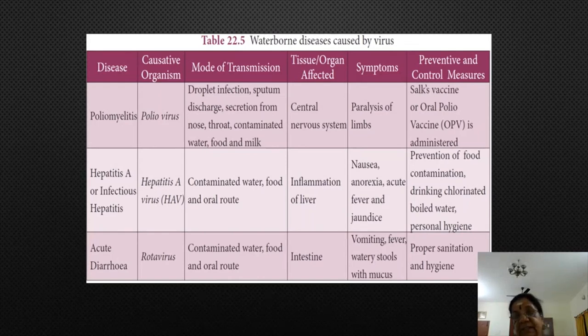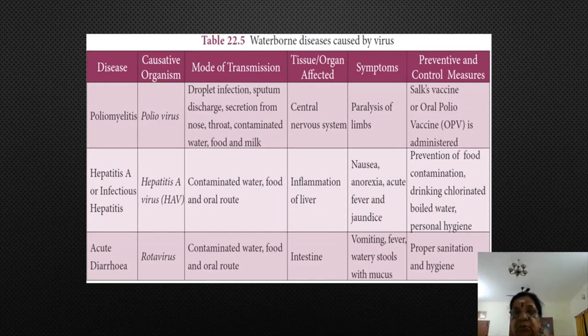is intestine. I repeat, tissue affected வந்து இதுல important கேப்பேன், question கேப்பேன். Poliomyelitis, central nervous system, hepatitis A, inflammation of the liver, acute diarrhea, intestine. Whereas symptoms, polio க்கு வந்து paralysis of limbs, hepatitis A, nausea, anorexia, acute fever and jaundice. Main jaundice the hepatitis A virus. And acute diarrhea, vomiting, fever, watery stools with mucus.